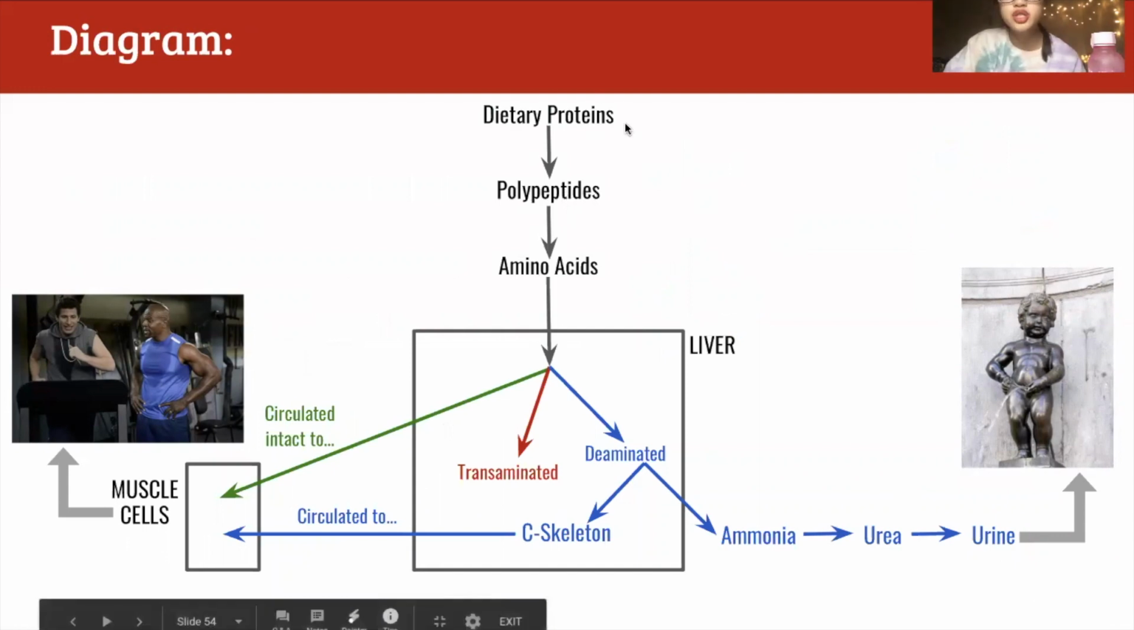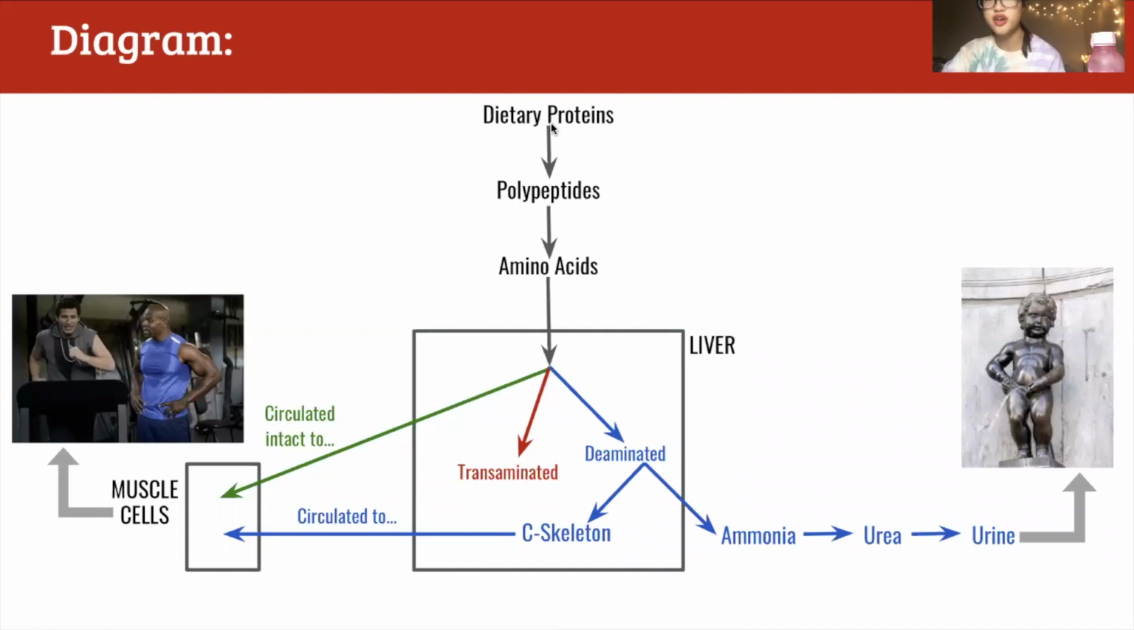So dietary proteins, we eat them, we drink them in our massive big boy protein shakes. They get broken down into polypeptides. Remember that happens in the stomach because of hydrochloric acid and also pepsin. Then after that, these pass into the small intestine where they're broken down by peptidases into amino acids. Then they can enter the liver. They would enter the liver first, yes. So some of them just pass through, circulated intact to muscle cells.